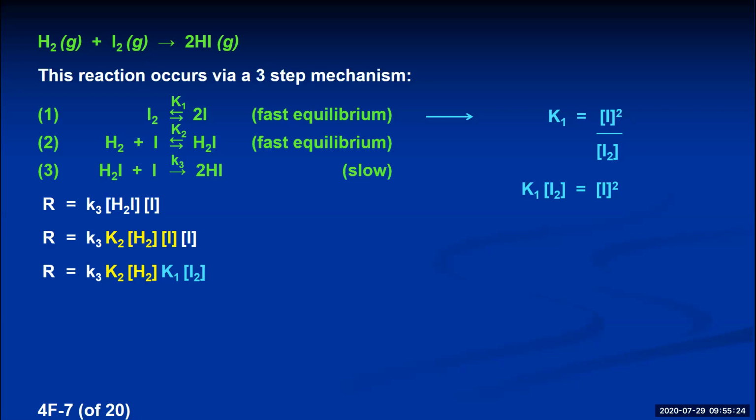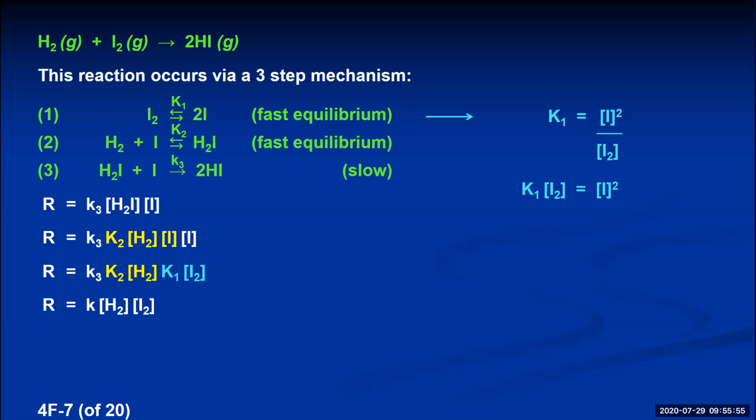And I'm just going to multiply K3 times K2 times K1 to make the overall specific rate constant K for this reaction. So the rate law is going to be rate equals K times the concentration of hydrogen times the concentration of iodine. First order with respect to hydrogen, first order with respect to iodine, second order overall, and the three different steps, their molecularities are respectively 1, 2, and 2. So that's what we can do with a reaction mechanism.